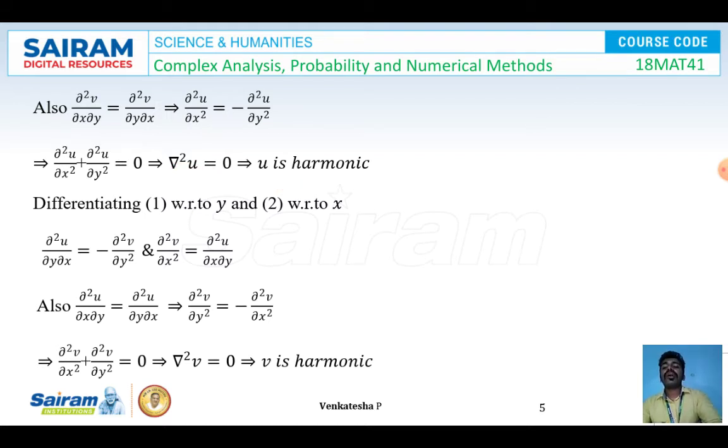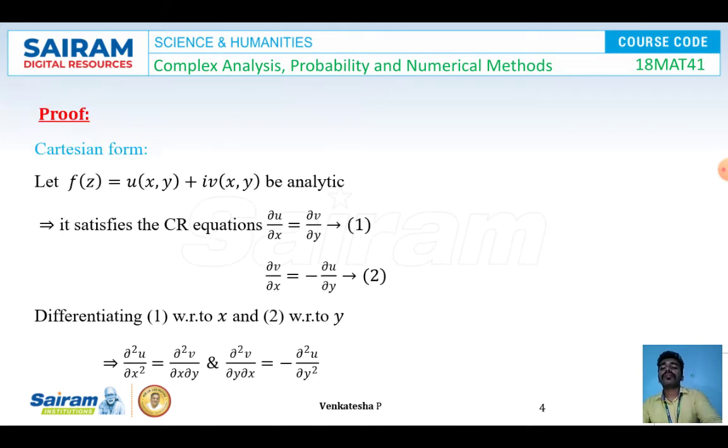Similarly, now differentiating equation number 1 with respect to y, and differentiating equation number 2 with respect to x, I'll get dou square u by dou y dou x is equal to dou square v by dou y square. Dou square v by dou x square is equal to minus dou square u by dou x dou y. So I got an expression like this.